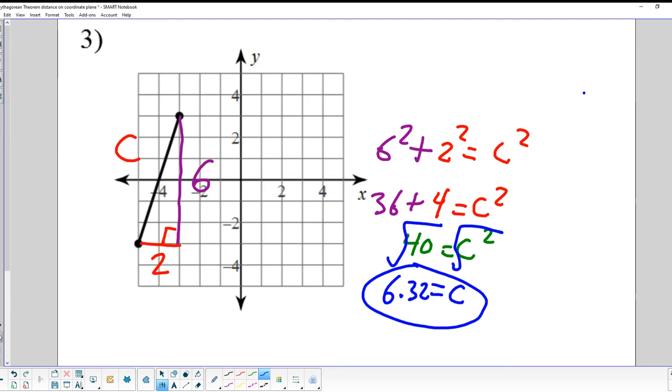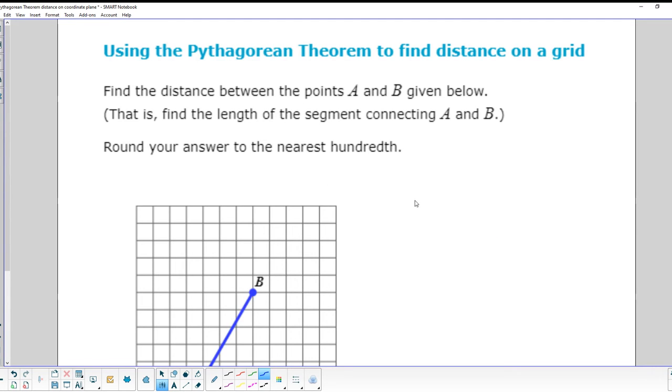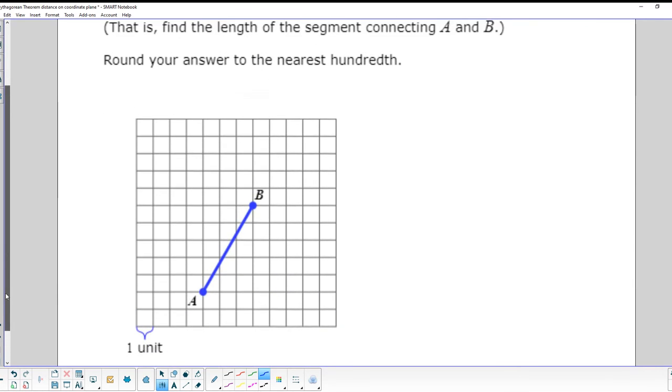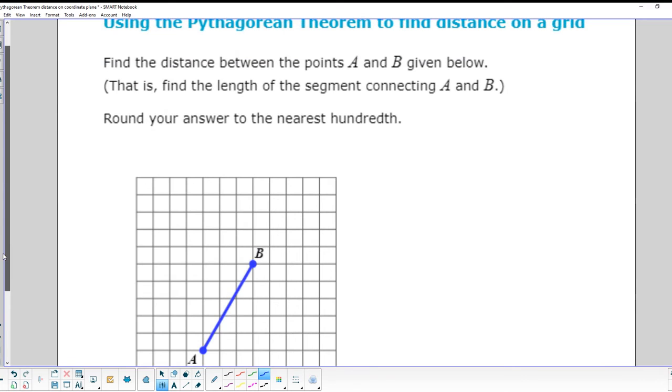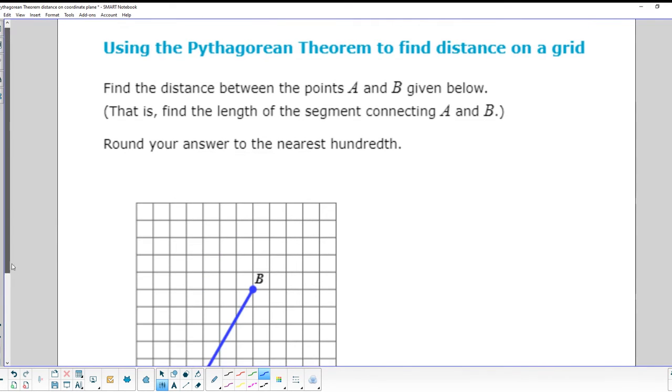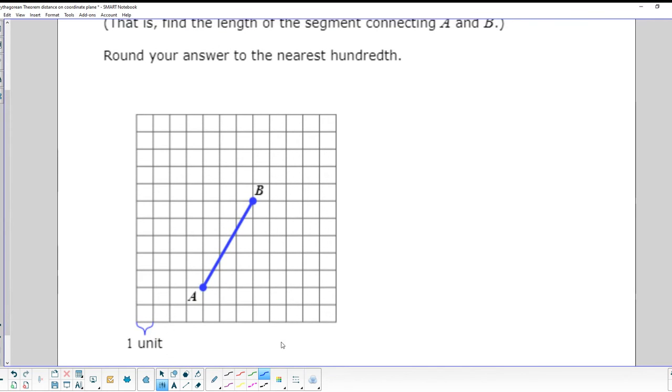All right, so what do you think? Those don't look too bad. So when you get on to Alex, which is what we're going to be doing this assignment on, it might look something like this. It says find the distance between points A and B, and each box is 1 unit long. So all you have to do is create a right triangle by going over 1, 2, 3 units. And then this side would be how many units? 1, 2, 3, 4, 5 units.